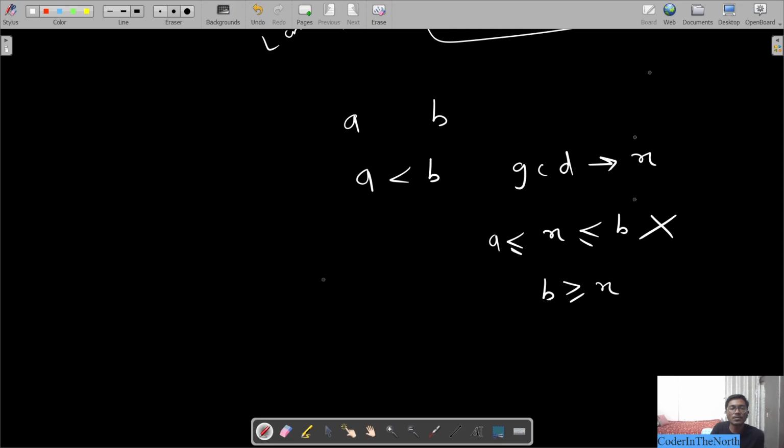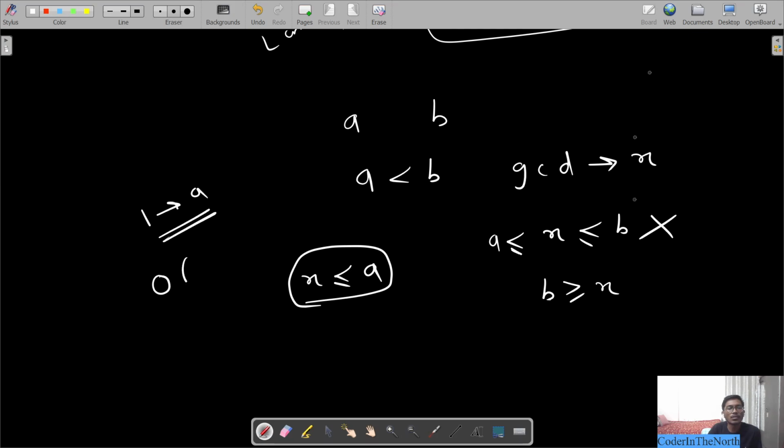So what's the possibility of X? It will always be less than or equal to A. So if I have to find the GCD in a very normal way, going in a linear way, I'll check all numbers. I have to traverse from 1 to A only, so it's O of A time complexity.